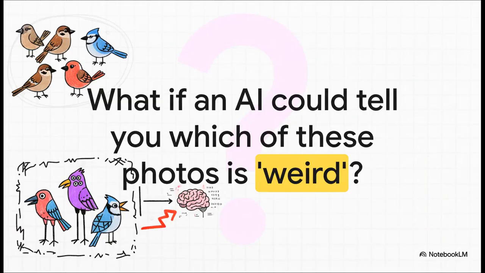So let's just start with a simple question. Take a look at these photos of birds. What if an AI with 0 labels could just tell you which of these is typical and which one is, well, weird? Hang on, because how we get to that answer is really, really cool.